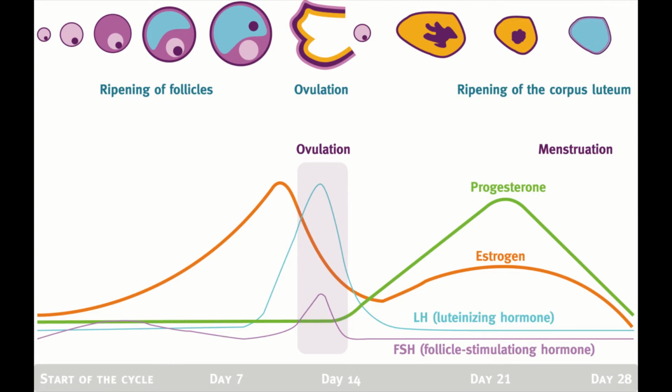From the diagram, we can track the levels of several hormones that influence the different stages of the cycle. Notice the peak in estrogen right before ovulation and the peaks in luteinizing hormone and follicle-stimulating hormone at ovulation. After ovulation, we see a peak in progesterone and a gradual increase in estrogen.